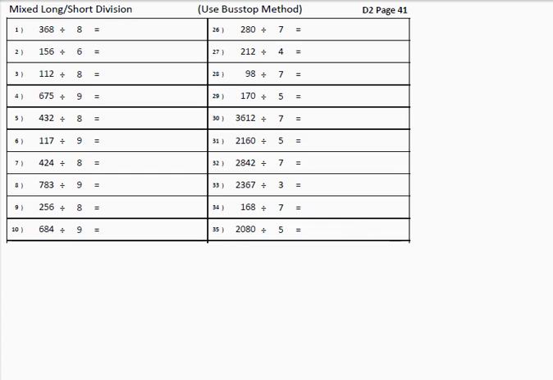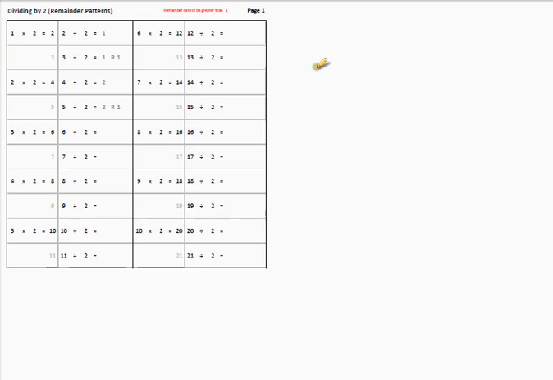Okay, let's get started. We're going to divide by 2, and these are the remainder patterns for dividing by 2. Now in the workbook I will have these for every single division, 1 to 9, because that is what we need to be able to do our long division. Okay, so let's look. 1 times 2 is 2, so 2 divided by 2 is 1, as we learned in the division 1 video. But now what happens if we have a 3?